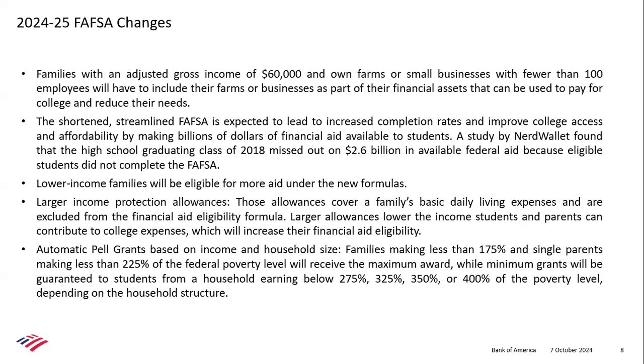Automatic Pell Grants. Those are based on income and household size. So Pell Grants are one type of grant that you get access to by filling out the FAFSA. So based on income and household size, families making less than 175% and single parents making less than 225% of the federal poverty level are going to receive the maximum award available. Now, the federal poverty level, if you Google that, is based upon the number of people in the family. So that dollar amount changes based on the number of family members.